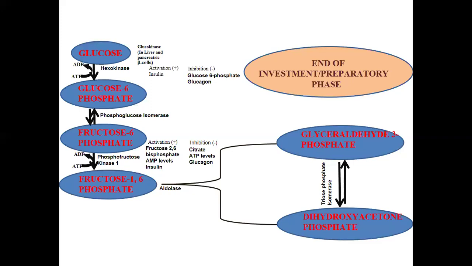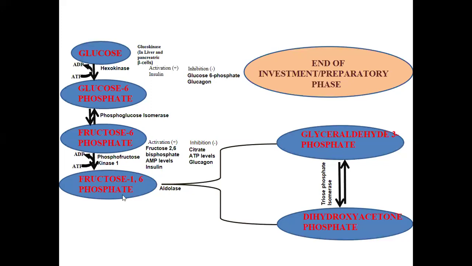Another point of regulation is fructose 6-phosphate to fructose 1,6-bisphosphate. Here we have fructose 2,6-bisphosphate, AMP levels, and insulin also acting as activators, whereas citrate, ATP levels, and glucagon act as inhibitors.